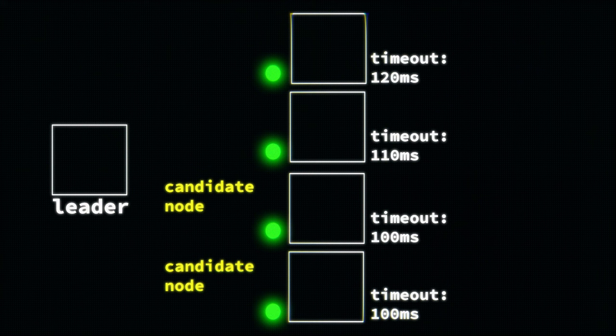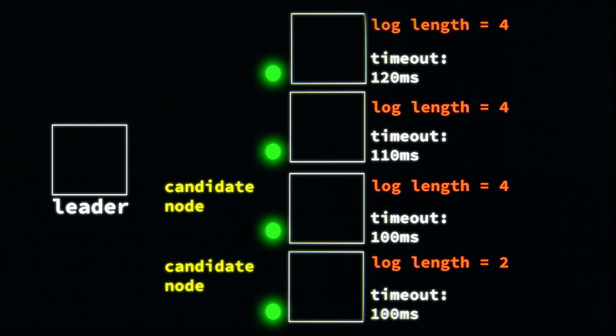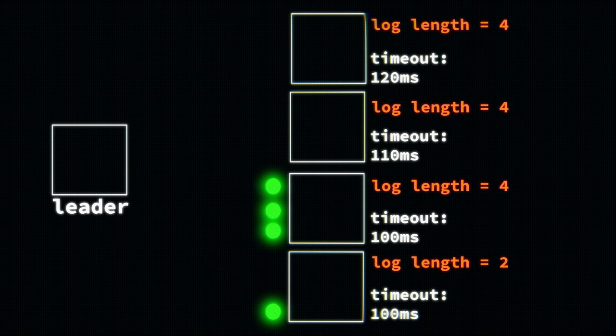Now, as everything is dependent on the log, having a longer log would mean the data on a node is the freshest. So a node would never vote for a candidate node if the candidate node has a shorter log than itself. This prevents nodes with older or stale data from becoming leaders.